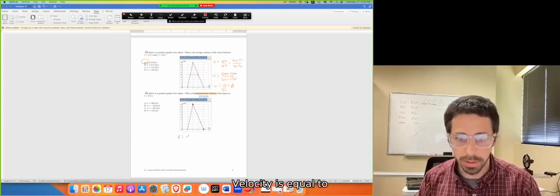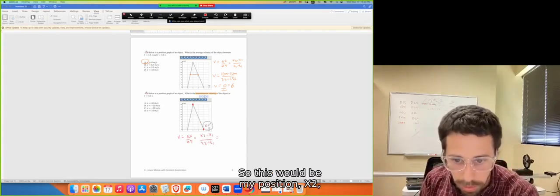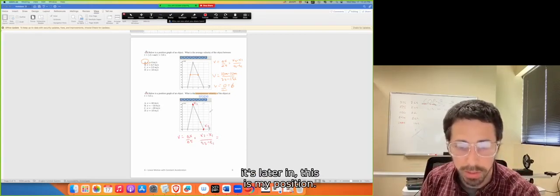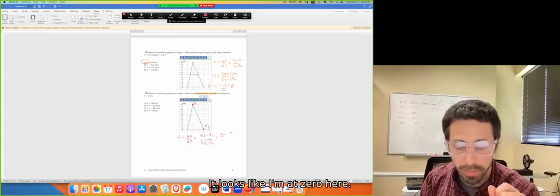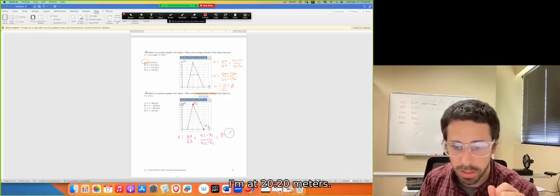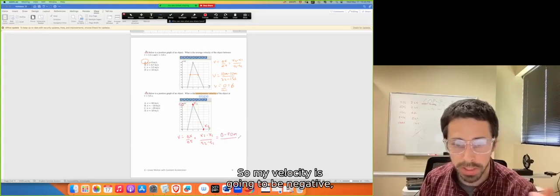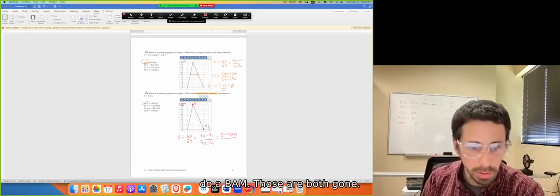Velocity is equal to delta x over delta t. Not again, Dr. 8. Yep, here it comes again. x2 minus x1, t2 minus t1, right? So this would be my position x2. It's later in. This is my position x1. Let's see. It looks like I'm at 0 here, and then over here at x1, I'm at 20 meters. So my velocity is going to be negative. Makes sense. It's a negative slope.